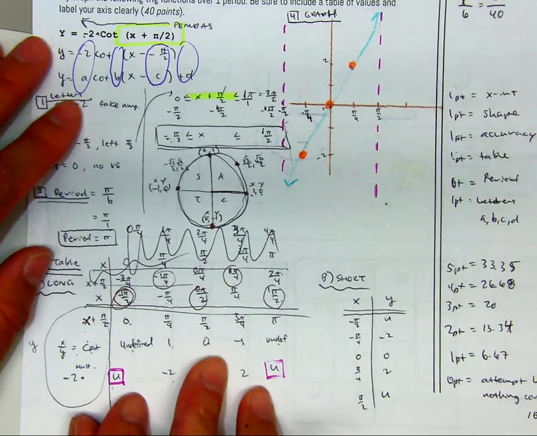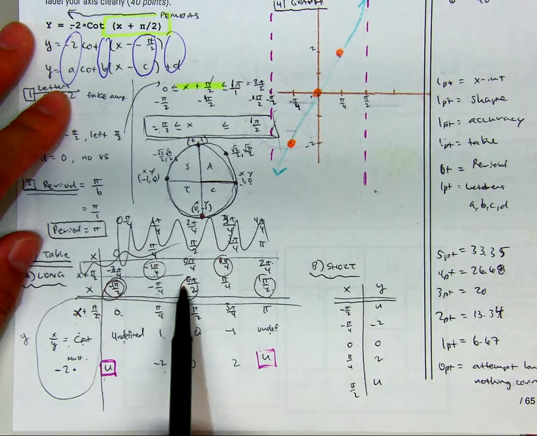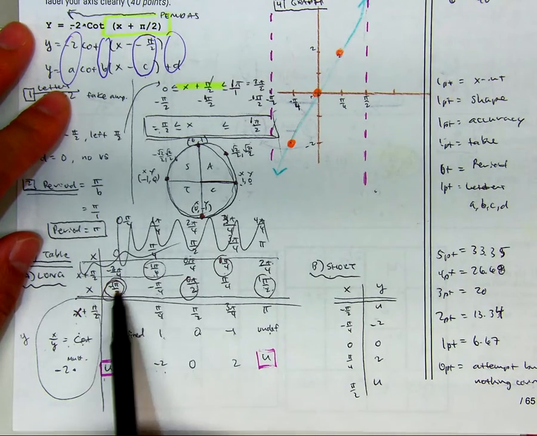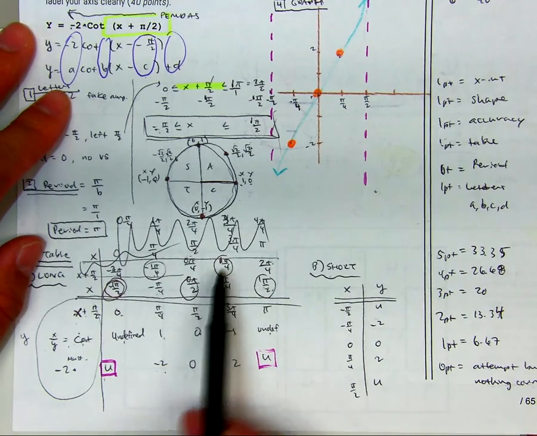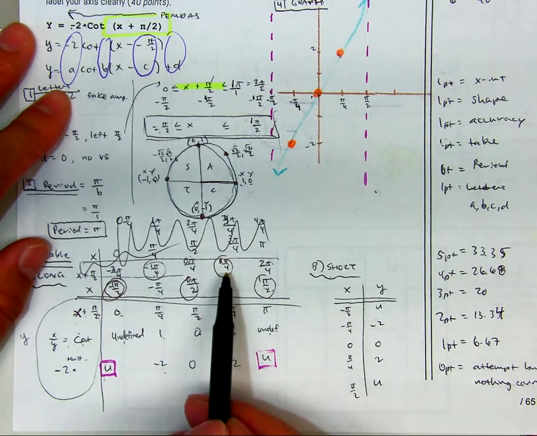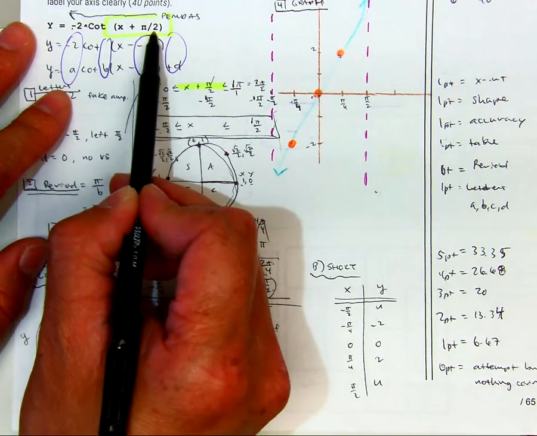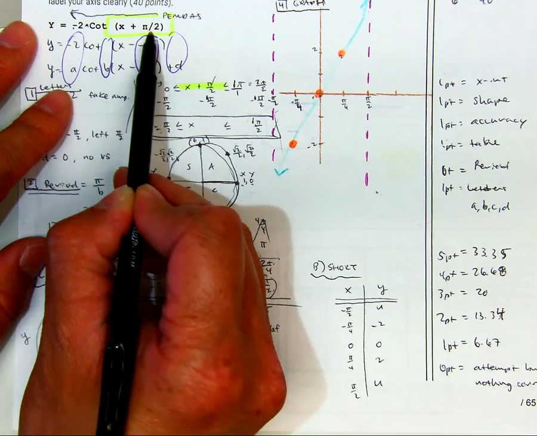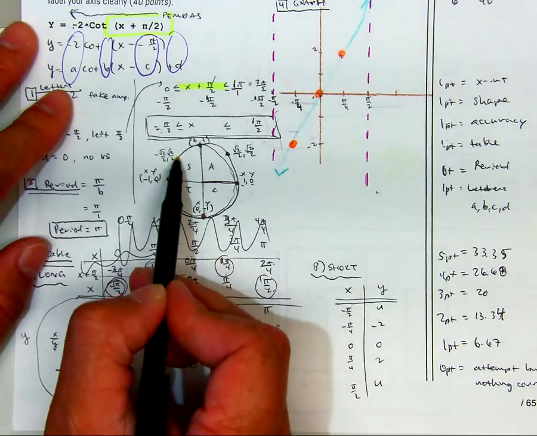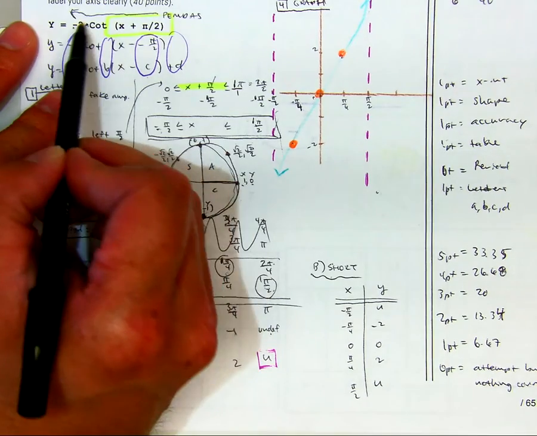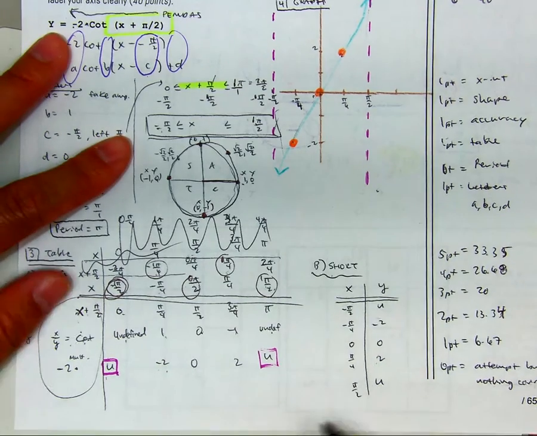A short way of doing this table, if you haven't figured it out, it's still getting your 5 x values. You just put in the points. So let me just pick one for you, like something like pi over 4. You basically do it in your head, or pi over 4 plus pi over 2, so pi over 4 plus 2 pi over 4 is 3 pi over 4. Cotangent at 3 pi over 4 would be negative 1, and negative 1 times negative 2 is a positive 2. And that's how you get the table, and essentially you're still graphing the same thing.